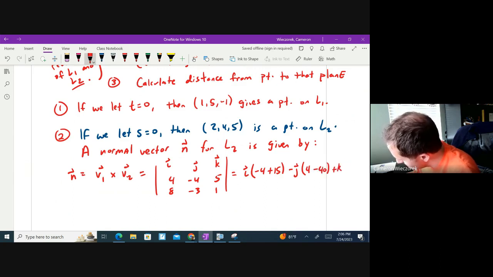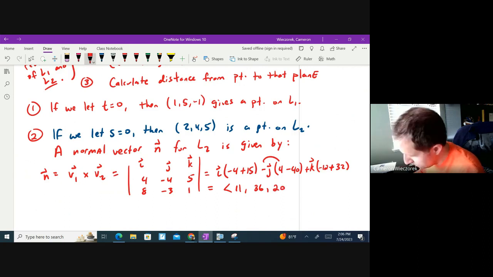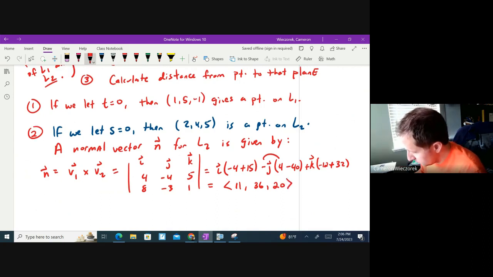plus k, times, cross off first row, third column, 4 times -3 is -12, minus 8 times -4 is -32, minus -32 would be positive 32. So we end up with 11, positive 36 when we distribute the negative sign, and 20. Okay, so there's our normal vector.